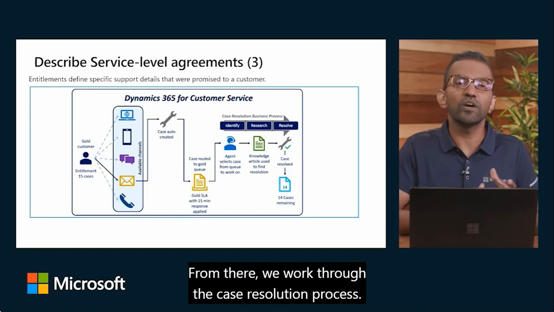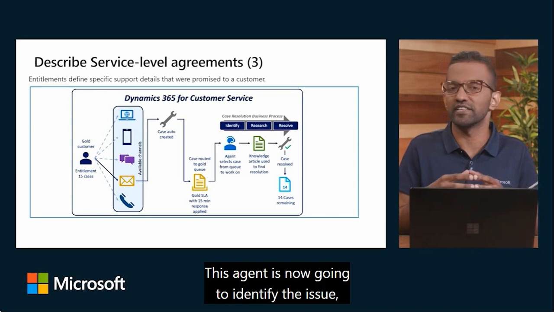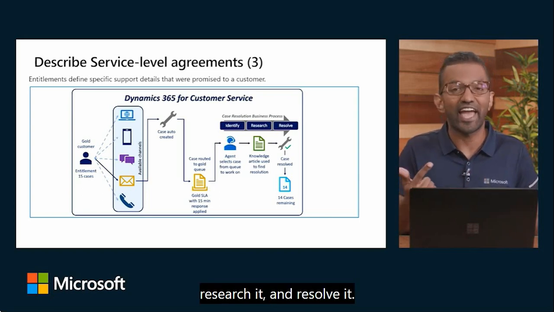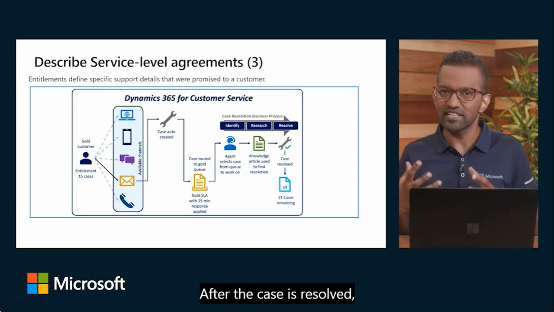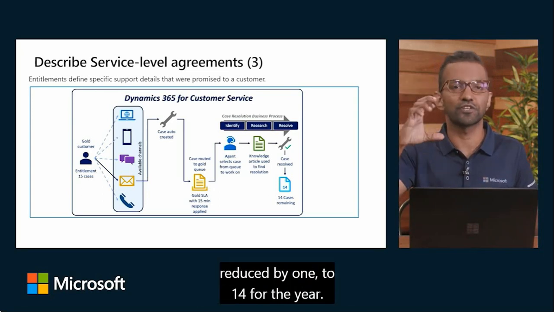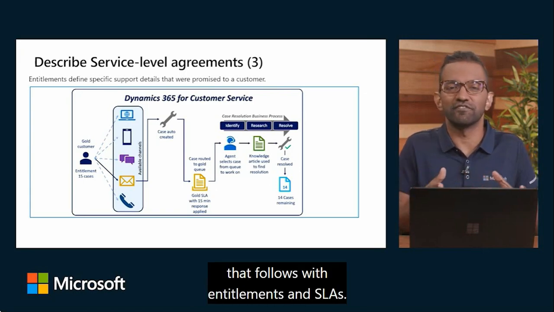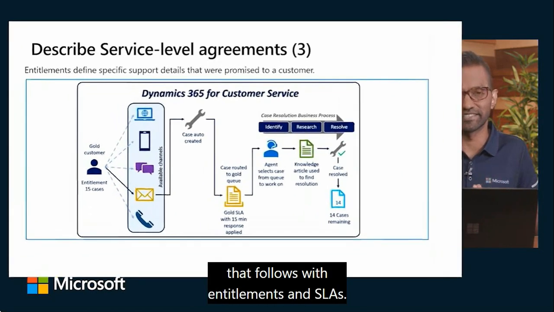From there, we work through the case resolution process. This agent is now going to identify the issue, research it, and resolve it. After the case is resolved, the customer's entitlement is now reduced by 1 to 14 for the year. And that is the business process that follows with entitlements and SLAs.